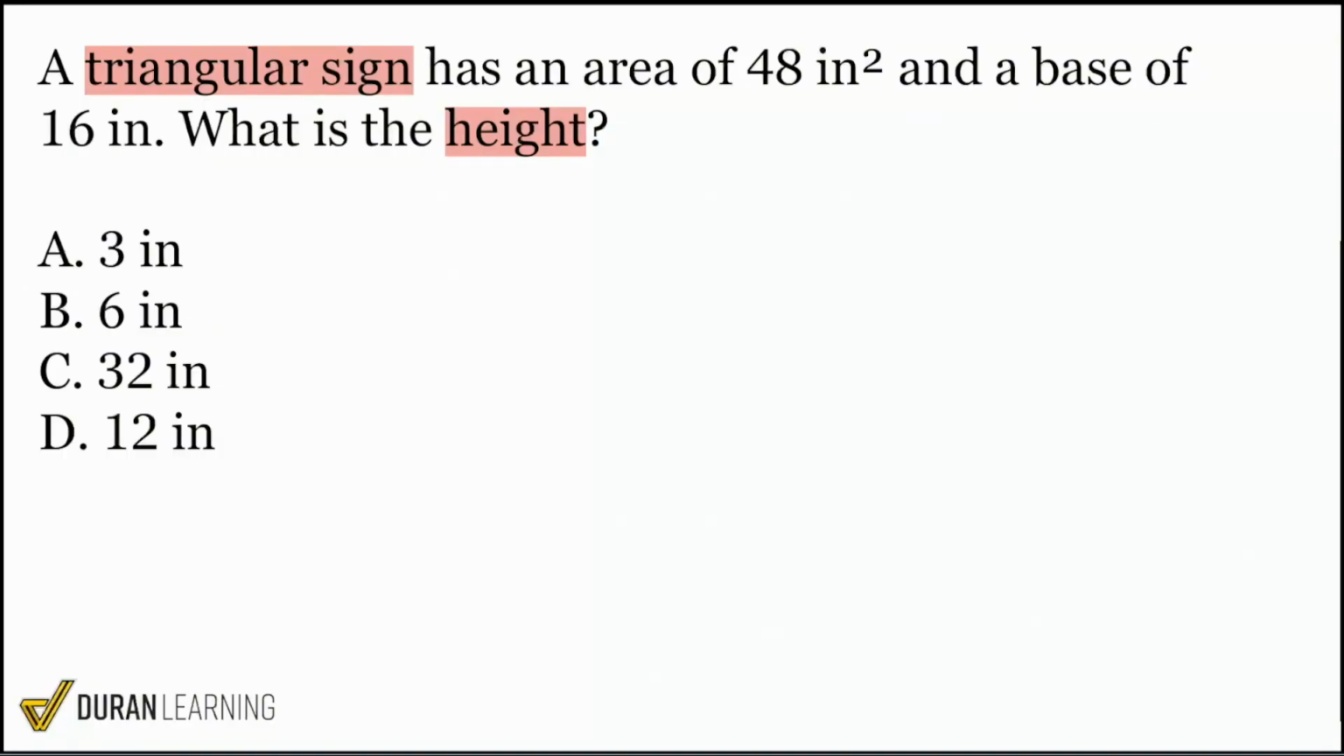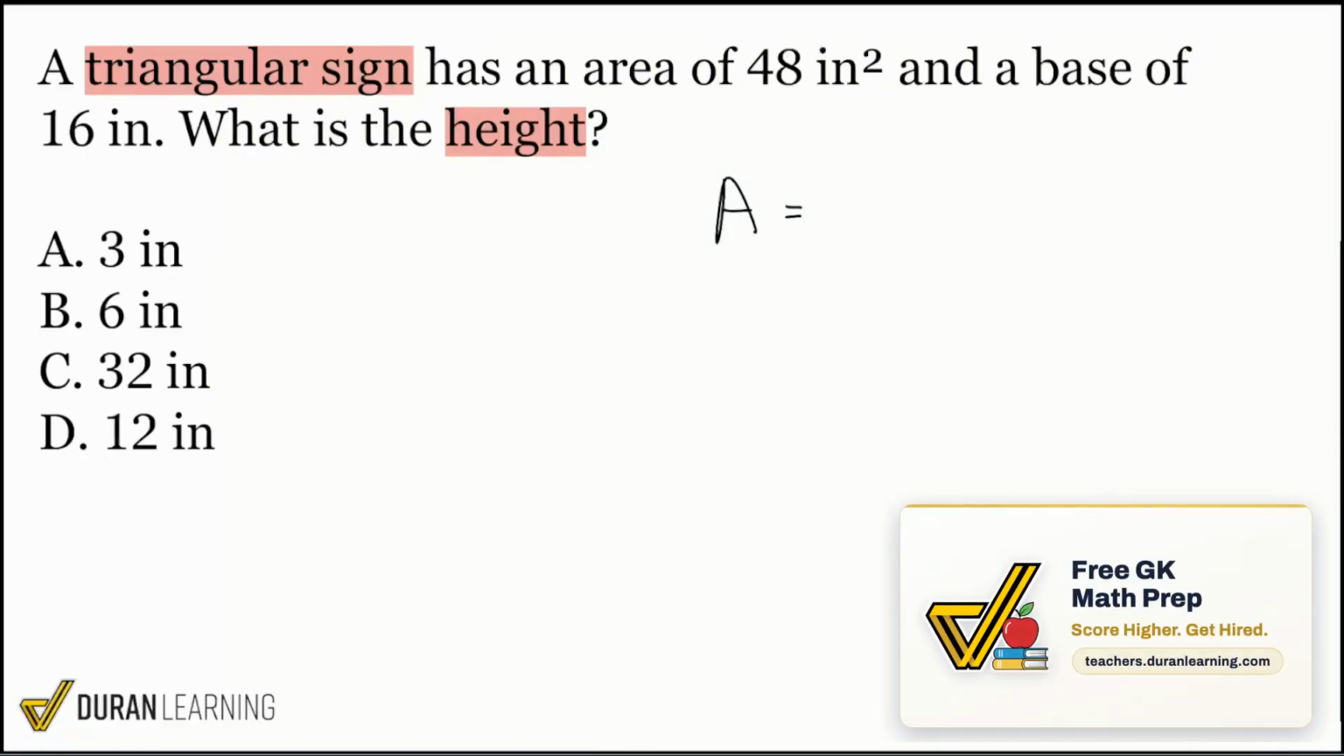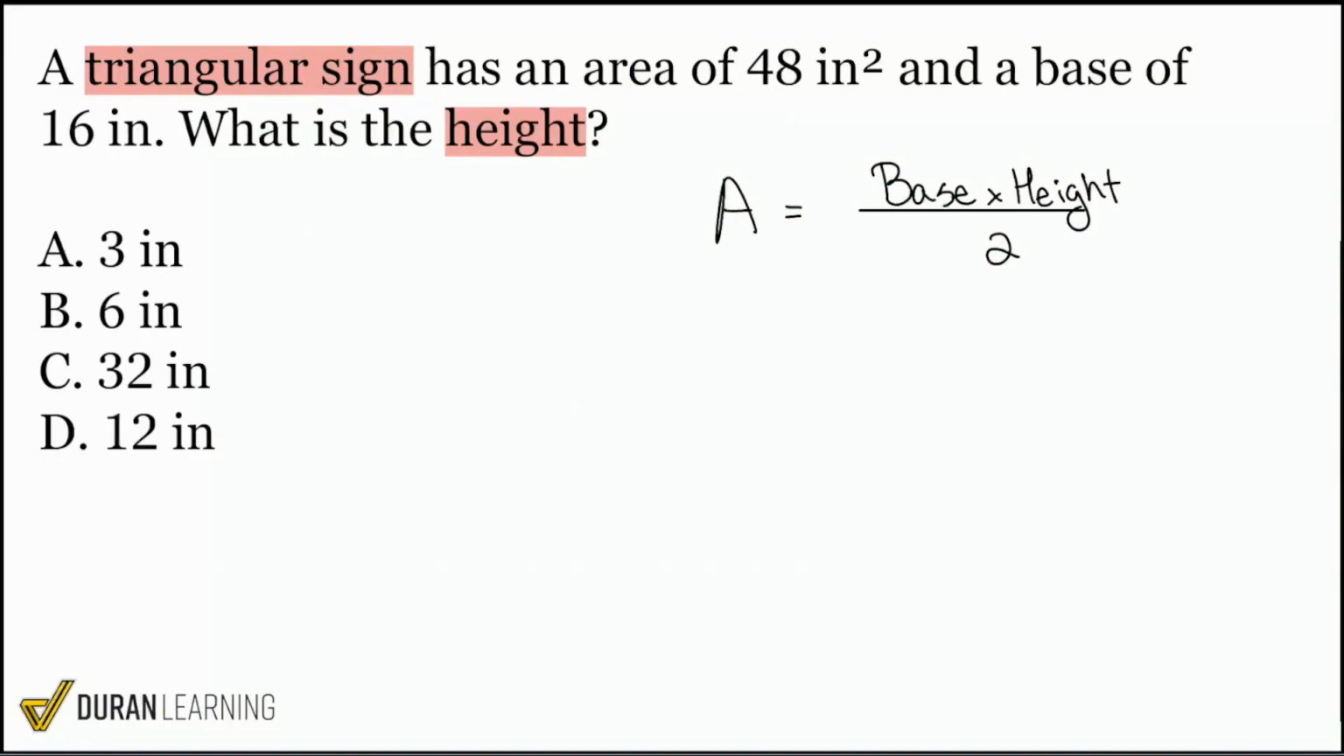So to help yourself represent how this is all supposed to go down, here's my recommendation. Let's write that formula for the area of a triangle. Area equals base times height divided by 2. Just like that. Base times height divided by 2. Now from here, we're going to plug everything in. I am looking for the height. I am looking for this right here.